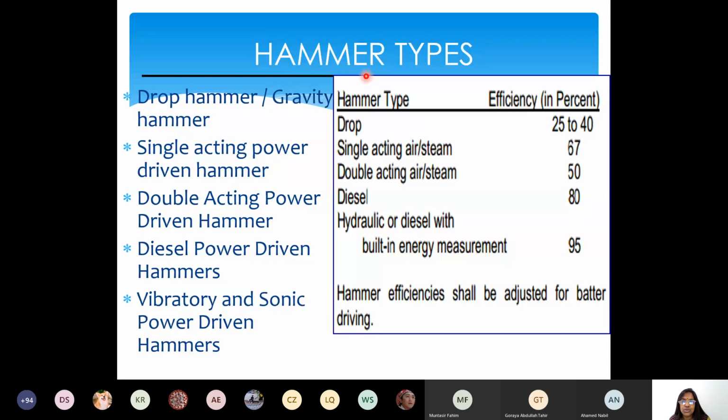Hammer types, right? You saw a hammer in the video. The hammer is blowing the pile into the ground. These hammer types are different.